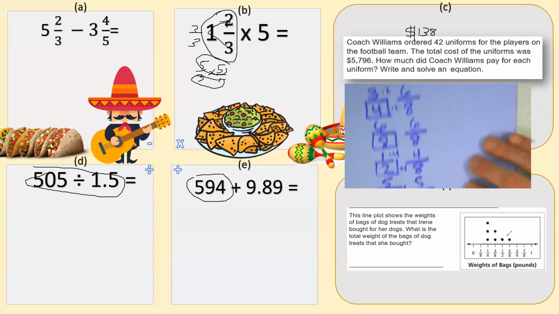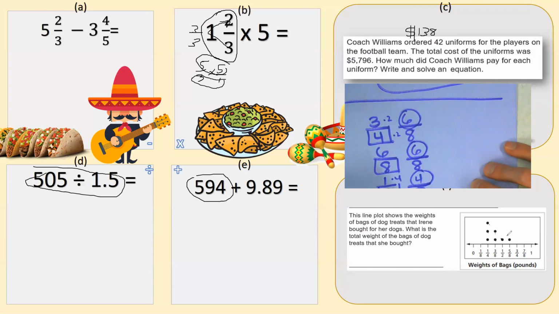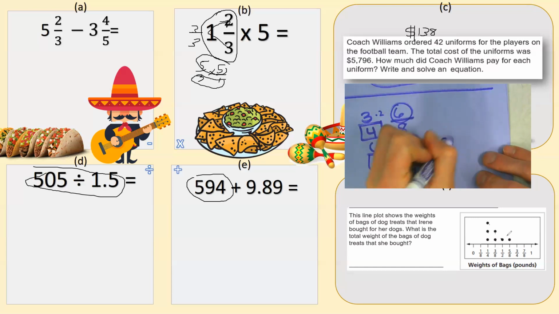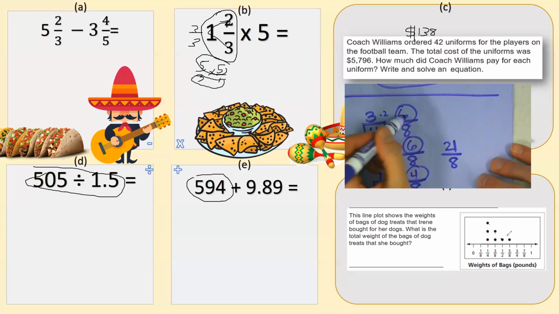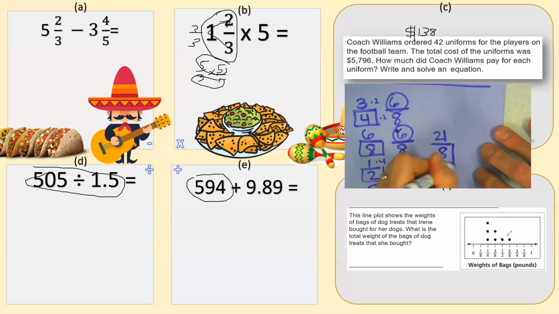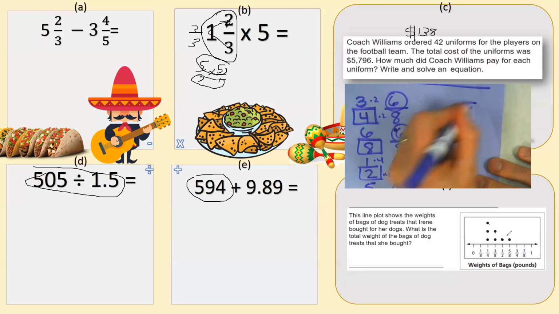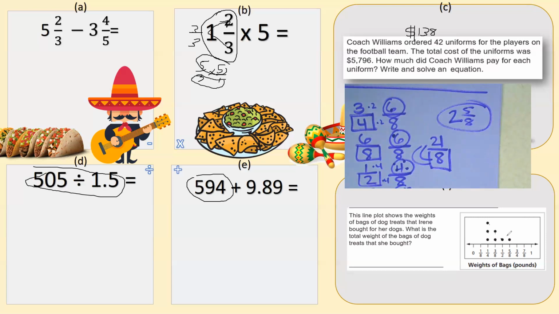Cool, they all have the same name, so I just need to add the top number. 6 plus 6 is 12, plus 4 is 16, 17, 18, 19, 20, 21. 21 eighths. Let me make sure that's right. 6 plus 6 is 12, 13, 14, 15, 16, 17, 18, 19, 20, 21. Yep, I like it. How many eighths are in 21? Well, 8, 16, 17, 18, 19, 20, 21. 2 and 5/8. And that is that, ladies and gentlemen.